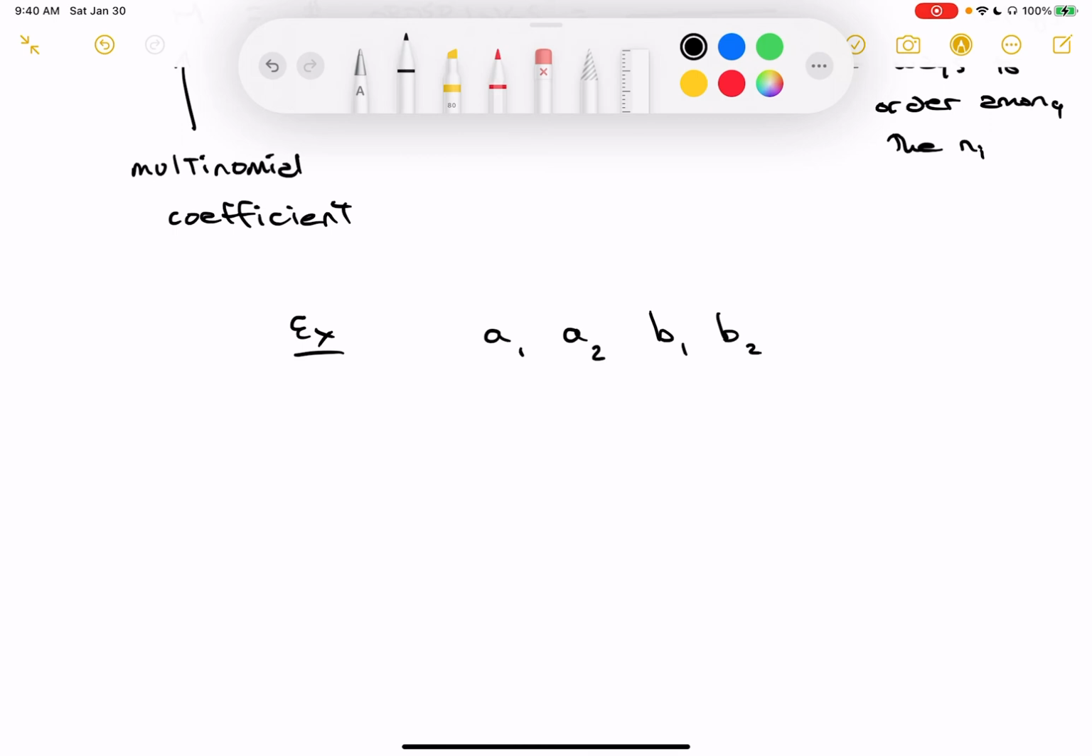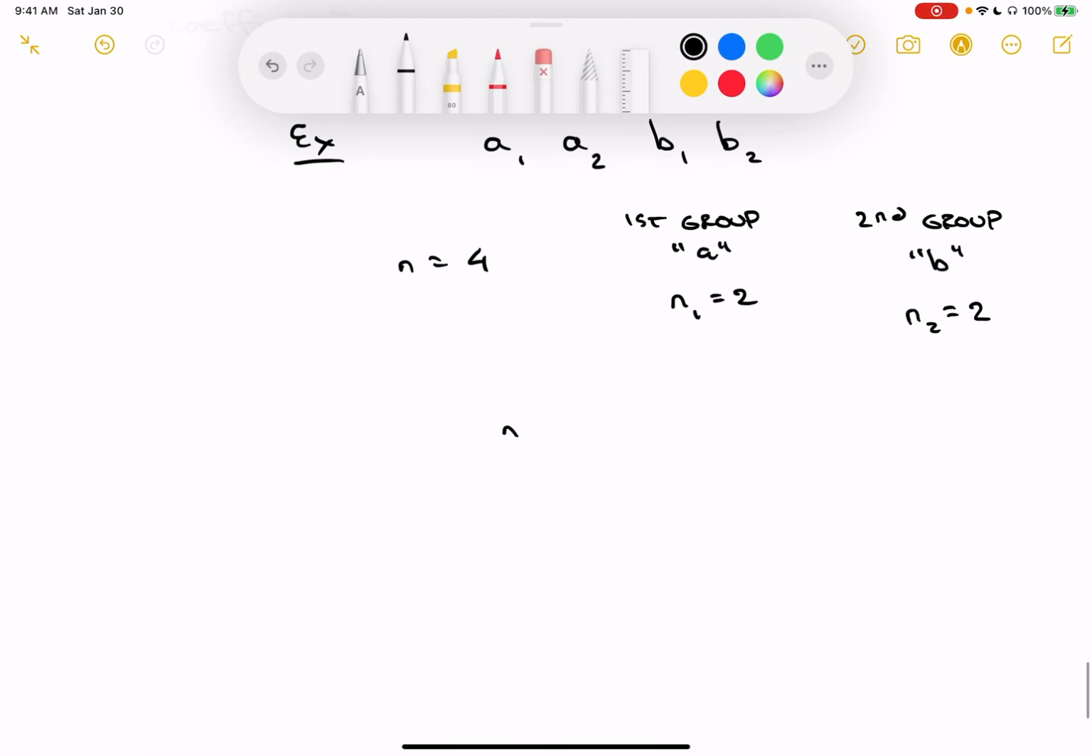This particular case has what? It has n equals 4. There's 4 objects available to us. The first group, you could think of that first group as the letter A. And so n1 is equal to 2 because there's 2 A's. Now the second group is a B, and it also happens to have 2, so n2 is equal to 2. Some things to check here. We know that n equaling 4 is equal to 2 plus 2, which equals n1 plus n2.